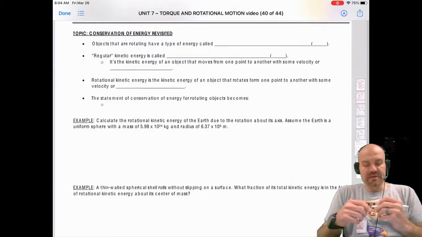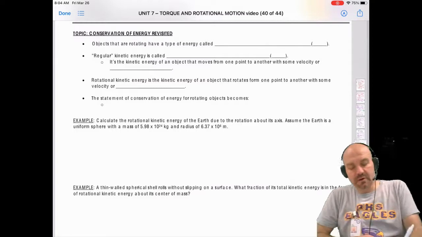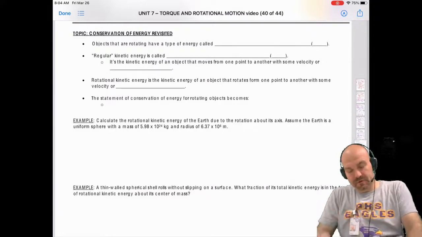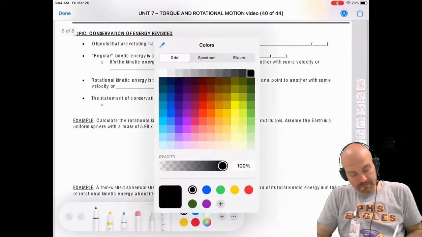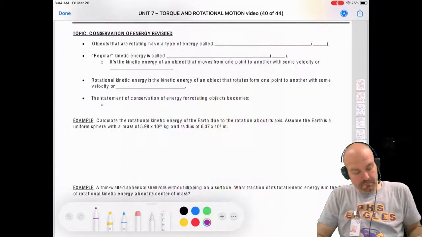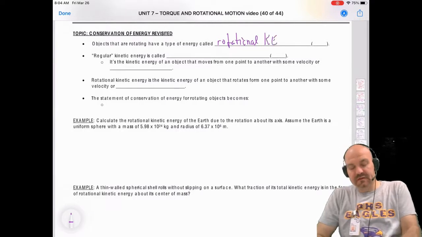So when objects rotate, because they are moving, they're going to have kinetic energy, but we're going to call this rotational kinetic energy. So again, we're going to call this rotational kinetic energy. And the reason why we're doing that is because it is rotating and moving.